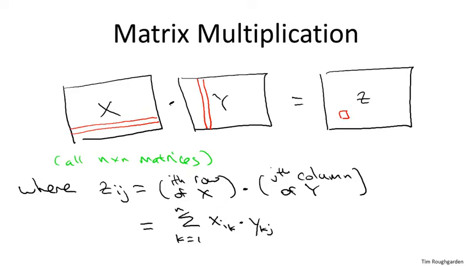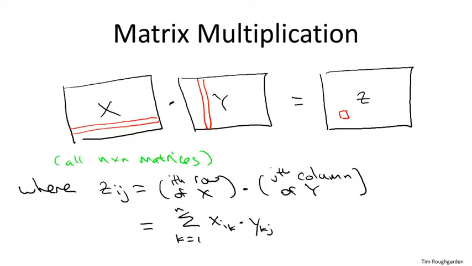So ultimately, the Zij entry boils down to a sum over n things, where each of the constituent products is just the Xik entry, the ik entry of the matrix X, with the Ykj entry, the kj entry of the matrix Y, where k is ranging from 1 to n. So that's how Zij is defined for a given pair of indices i and j.